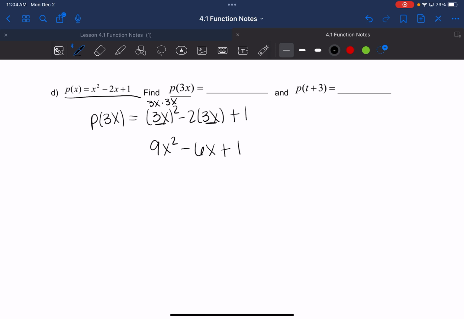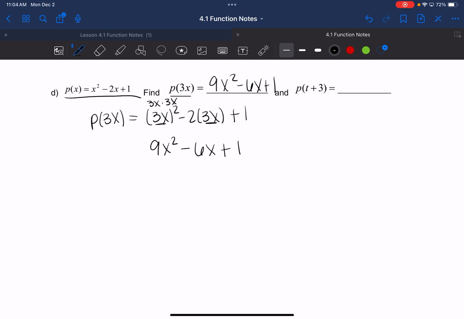All right, the only thing left to do at this point would be to simplify or combine any like terms if we had them, but we don't have any like terms, right? So it's just 9x squared minus 6x plus 1. Now, if they asked us to solve, that's a different story, but they just said simplify.